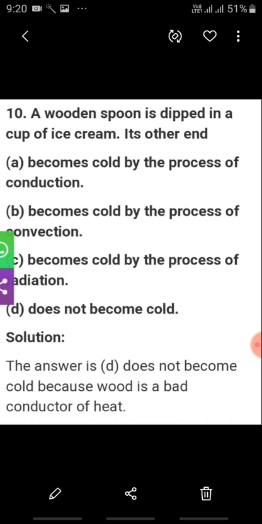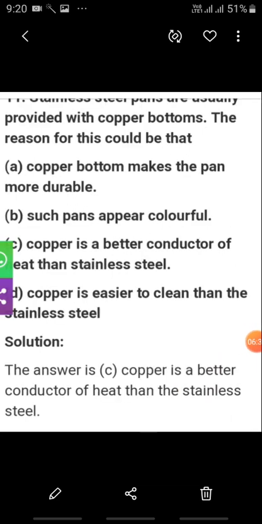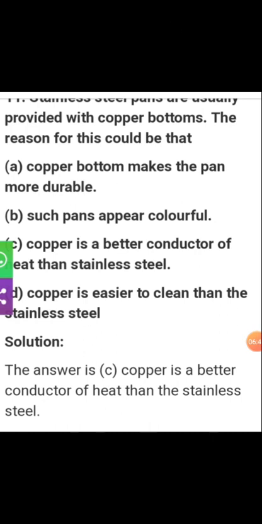Now come to number 11. Stainless steel pans are usually provided with copper bottoms. The reason for this could be: option A, copper bottom makes the pan more durable; option B, such pans appear colorful; option C, copper is a better conductor of heat than stainless steel; option D, copper is easier to clean than stainless steel. So the answer is option C, copper is a better conductor of heat than stainless steel.